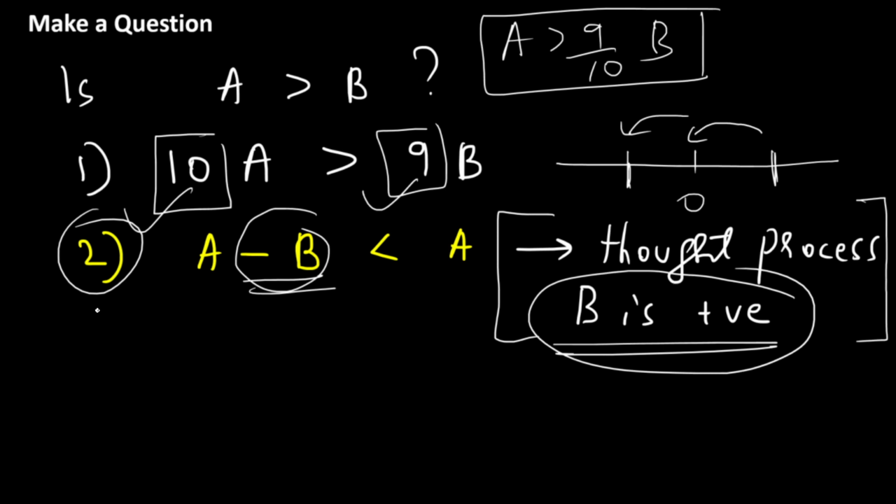You can also think of it like this. If I subtract A from both sides, I will get minus B less than 0, right? So if minus B is less than 0, B is greater than 0, or B is positive. So that's the same thing that we have over here.